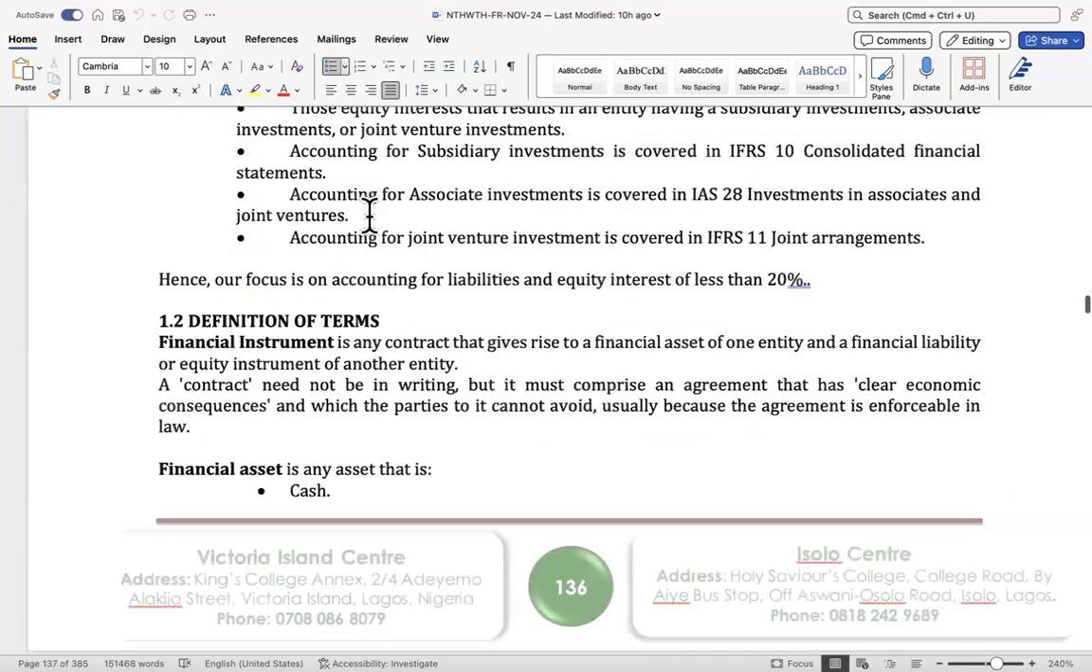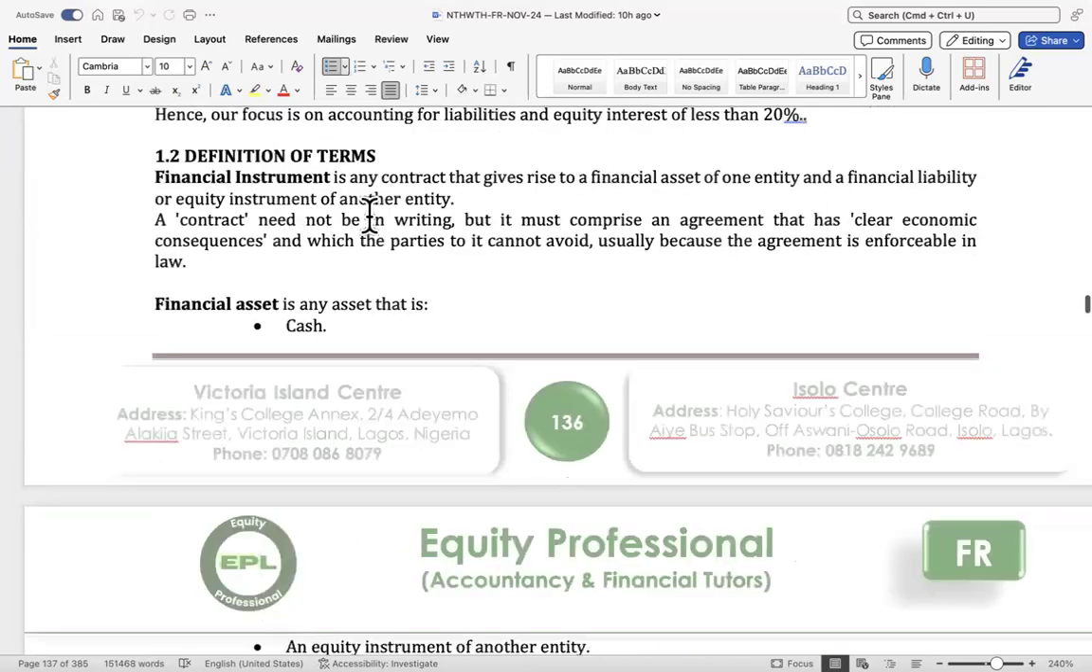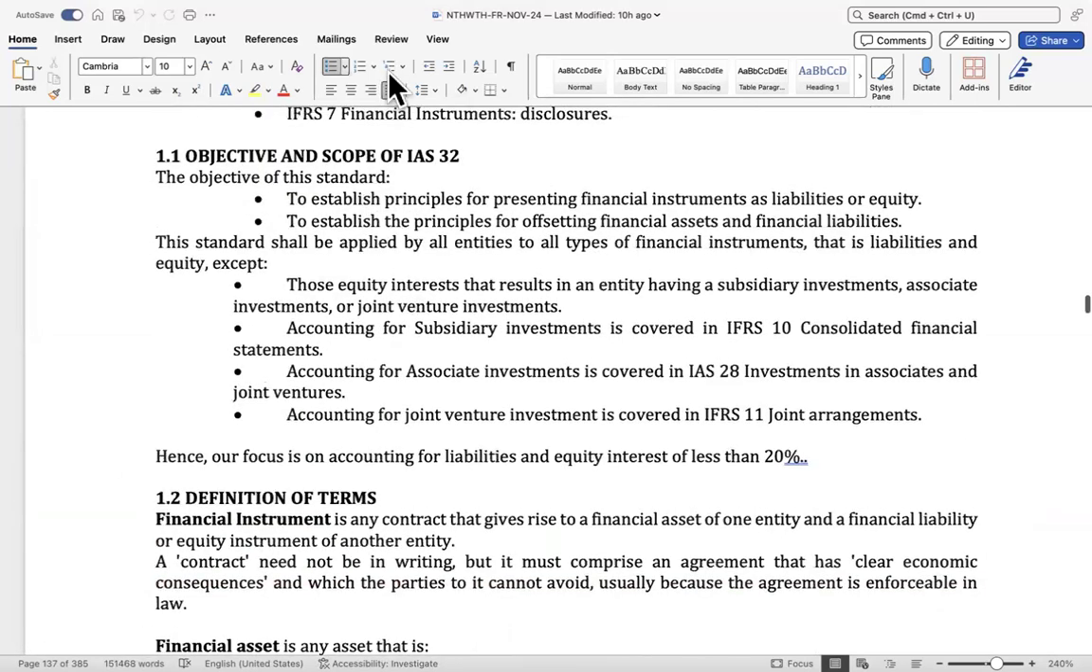Now, any questions? Any questions? Okay, if you are not asking questions, I want to believe you all understood everything I've said. So that means I will ask you a question. Let me see. If I bought a motor vehicle, can I classify that as a financial asset?